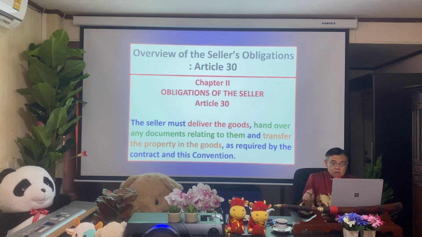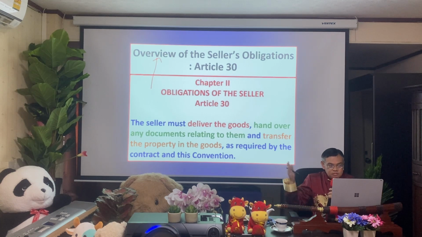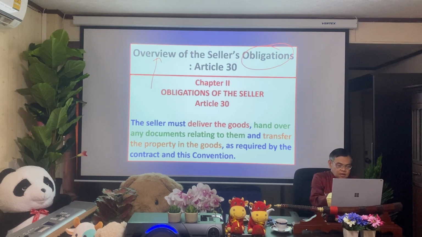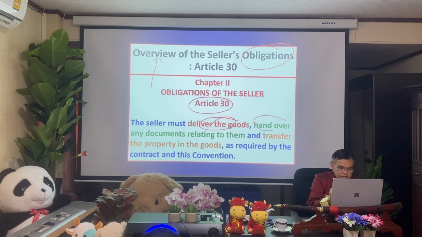The CISG is very good in the sense that it begins with giving us an overview of the matter. The matter which we are discussing now is obligations of the seller. If you look at Article 30, Article 30 gives us an overview of the obligations of the seller. According to Article 30, the seller must deliver the goods, hand over any documents relating to the goods, and transfer the property in the goods as required by the contract and this convention.